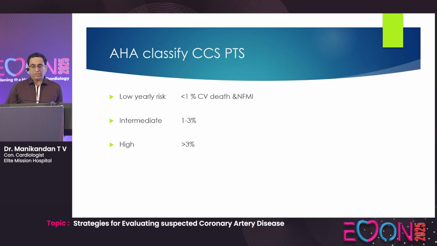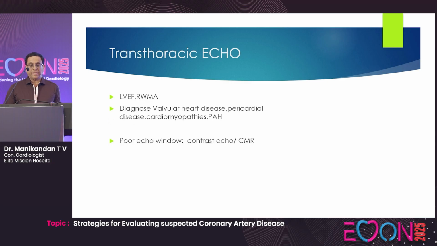And transthoracic echo also has to be done in the second step, assessing the RWMA and LV ejection fraction, and we can rule out valvular heart disease, pericardial disease, cardiomyopathies, and pulmonary artery hypertension. And when there is a poor echo window, you can give a contrast echo, or we can do a rushed cardiac MRI to assess the LV function.